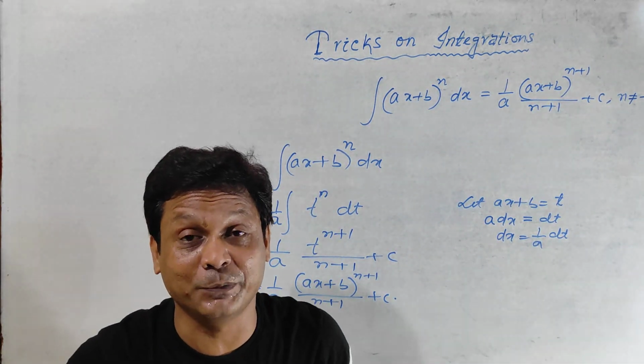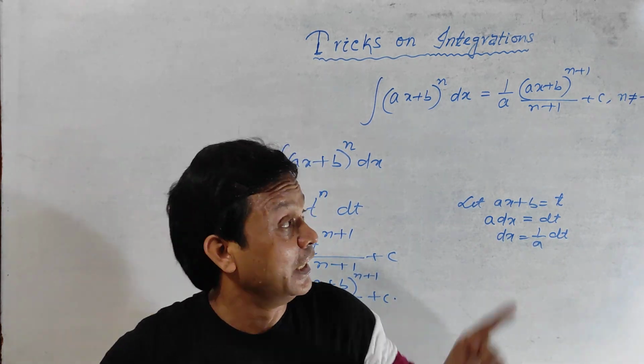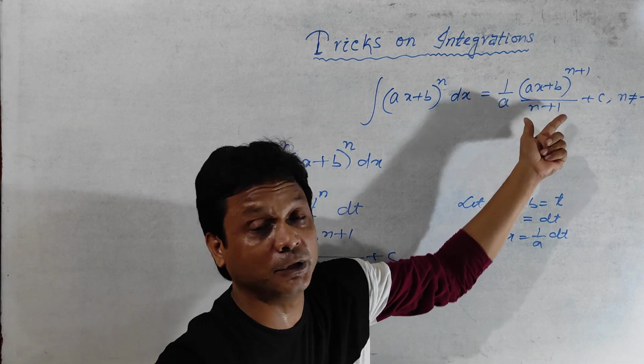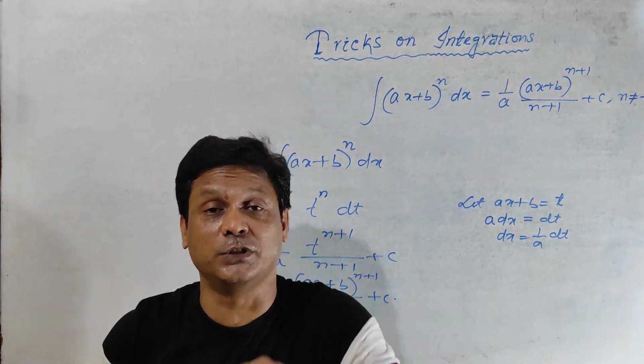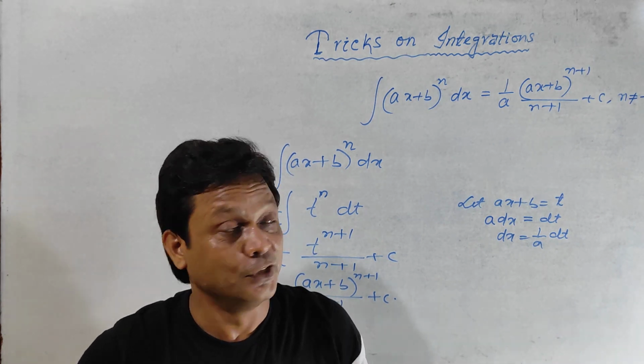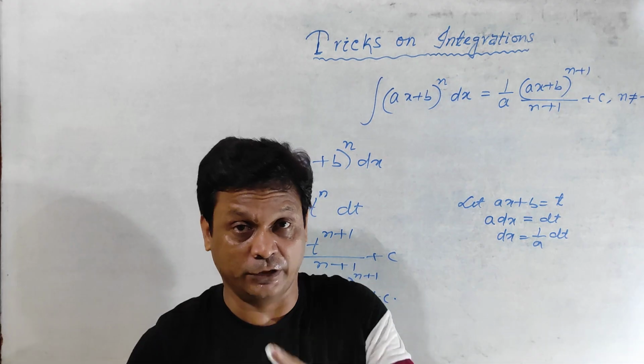Why are you taking n is unequal to minus 1? Because in case of p by q, q must be unequal to 0. And if n is equal to minus 1, then the denominator will become 0, which is not defined. So n must be unequal to minus 1. And if n is equal to minus 1, then I will tell you.